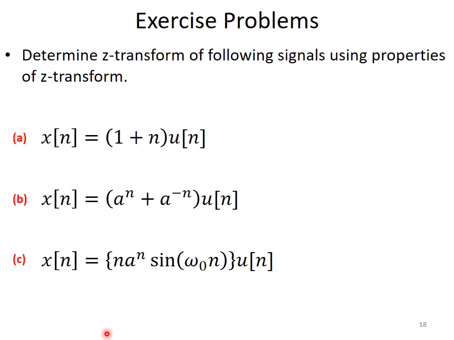Now here are some exercise problems for your practice, and 3 functions are given, and you have to find out the z transform of these functions using the different properties we have discussed in this lecture. Right. For example, in this one I can see we have to use the differentiation property, because u of n would be multiplied with 1 and u of n would be multiplied with n. So we can use linearity property as well as the differentiation property together. Similarly here you can use the linearity property, or any other property which you think is suitable.